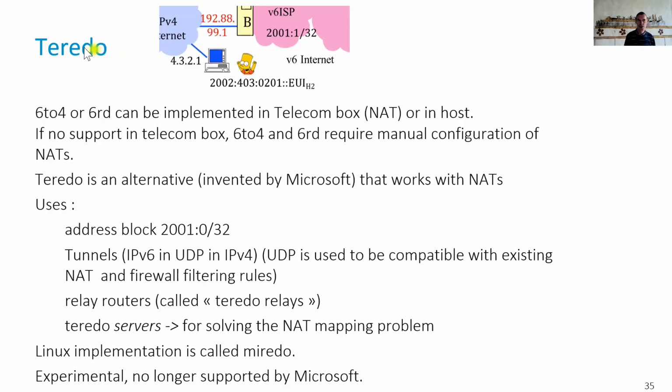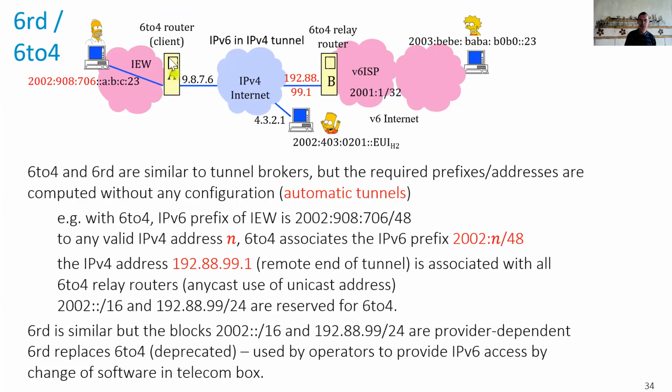you can activate Teredo, and we configured it to activate it by default. It's called Miredo when it's in Linux, but the official name is Teredo. Teredo is a variant of all this that fixes the problem of NATs. In fact, in everything I said before, in particular for 6to4, I gave the example of the Internet Engineering Workshop, but you can do it also at home by running 6to4 in your PC.